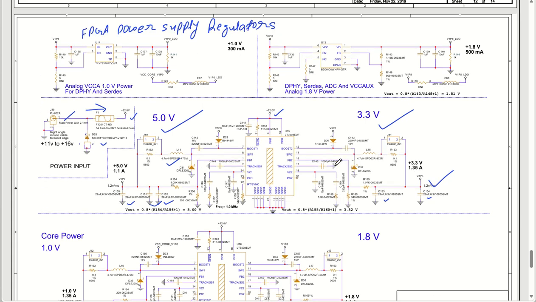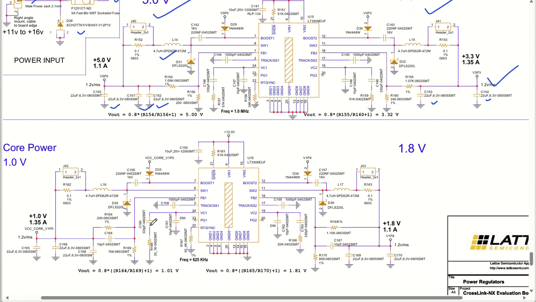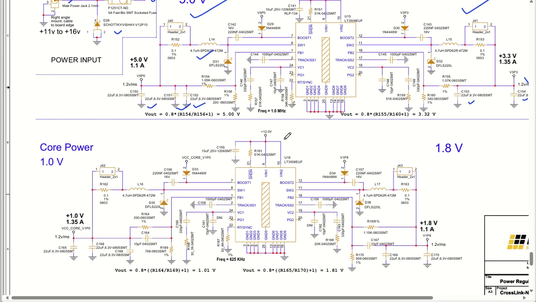Now what do we do? What we need is some other voltage levels as well. So we need the core voltage level. As you can see here in this core voltage level, the same 12 volt is being fed into the same IC, and the same IC is used to generate 1.8 volt, 1.1 ampere rating, using these two resistors as feedback setting resistors. Similar to that, 1 volt core voltage is being generated by using the FB1 pin through this particular resistance configuration.